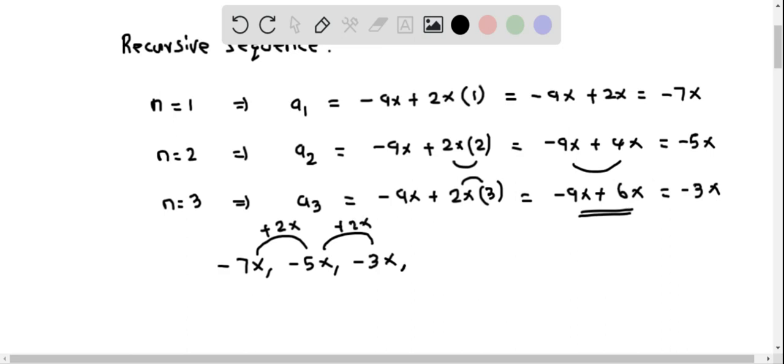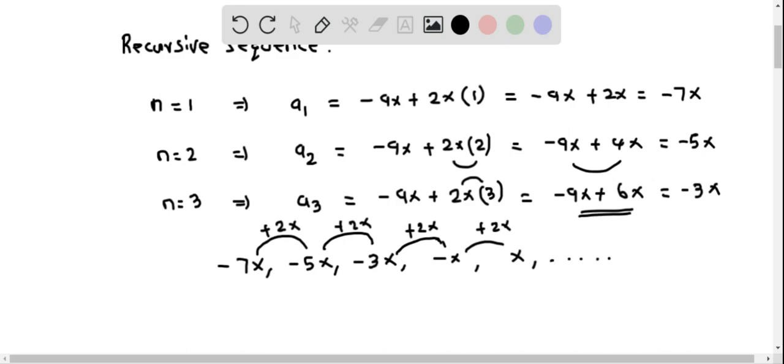And likewise, we can also write down the next few terms. That is, we have to add positive 2x to get the fourth term. That is, negative 3x plus 2x is negative x. And likewise, we will add plus 2x to this term, negative x, and when we do that, we get the next term. That is, the fifth term of the sequence is x. So this is the sequence.